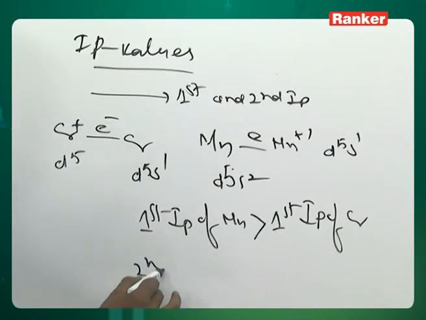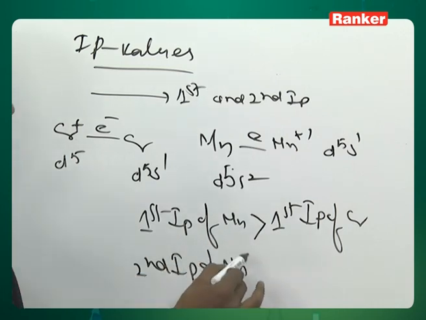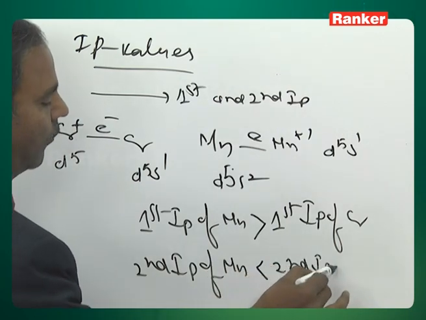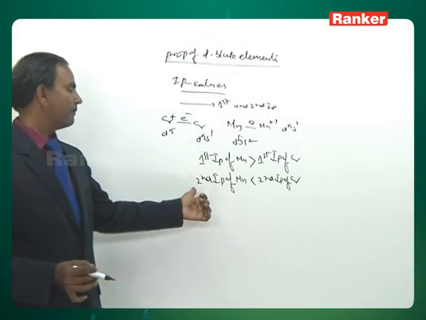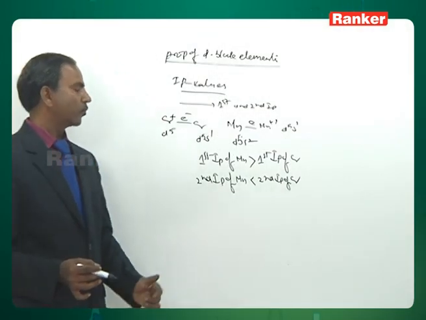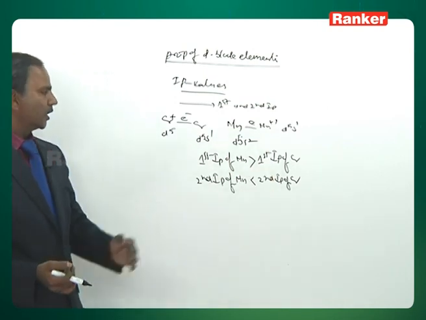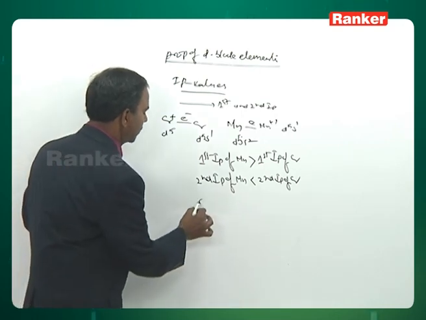Look at the board. Second IP of manganese is less than second IP of chromium. Second IP of manganese is less than second IP of chromium, but first IP of manganese is greater than first IP of chromium. The same discussion holds good for the copper and zinc pair also.